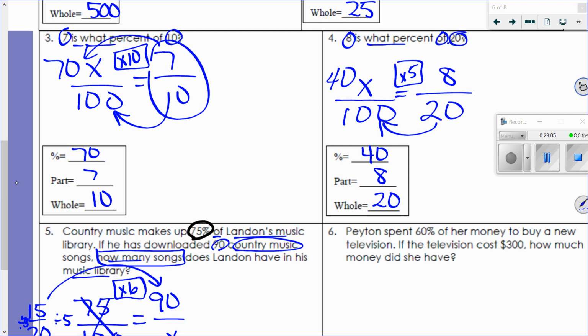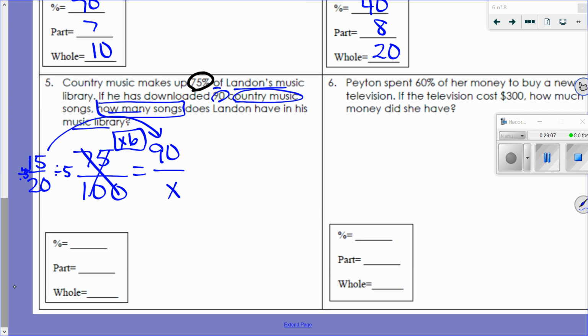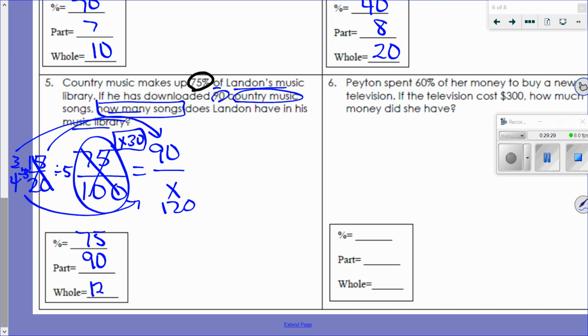That gives me 3 and 4. So then if I'm going from 3, then it's going to be 3 times what is 90? 30. So 4 times 30 gets me 120. My percent was 75 because remember, percent is where it started. My part was 90. My whole was 120. So Landon has 120 songs in his library. No, that's really not that much.